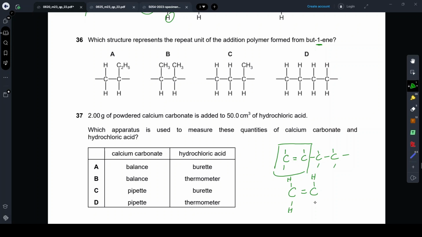It has this entire part, and you're going to clump it together. So it has 2 carbons and 5 hydrogens, and that's how you're going to represent it. Then you think about addition polymerization: the double bond is going to break open and form single bonds on both sides. That's what you're getting. That's A.